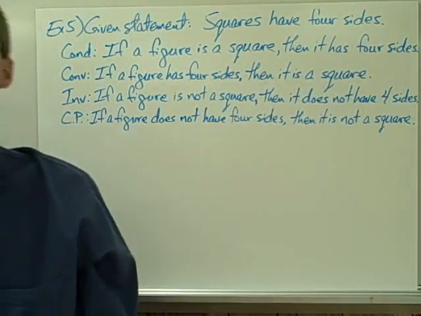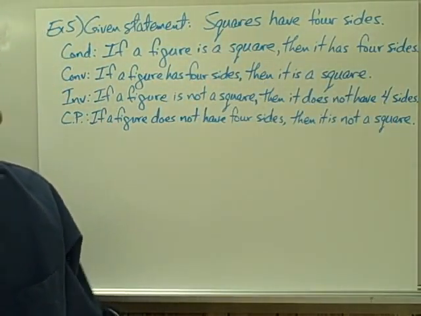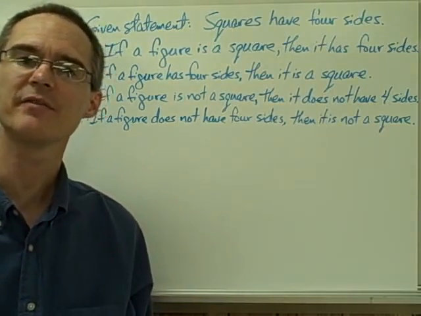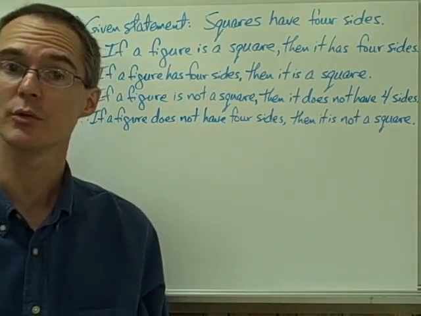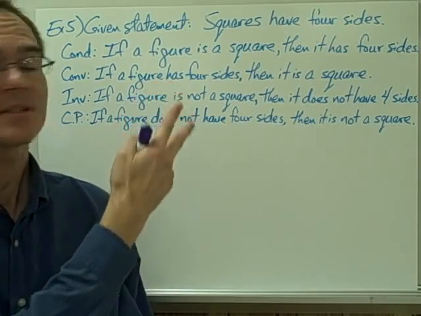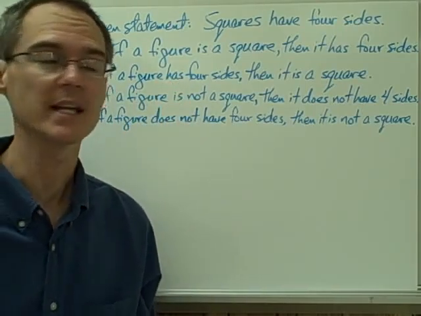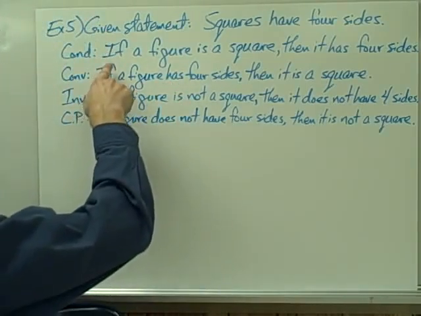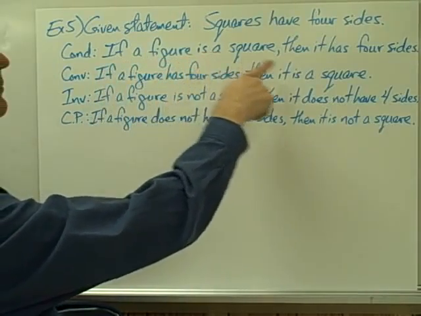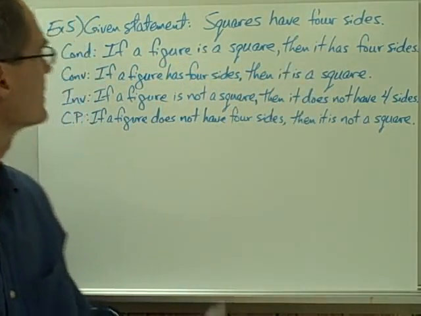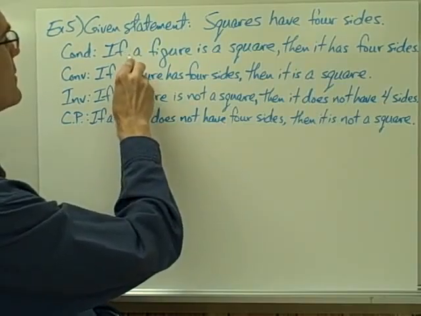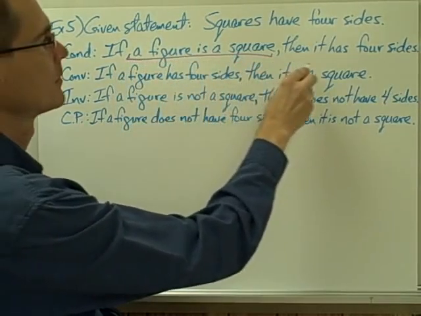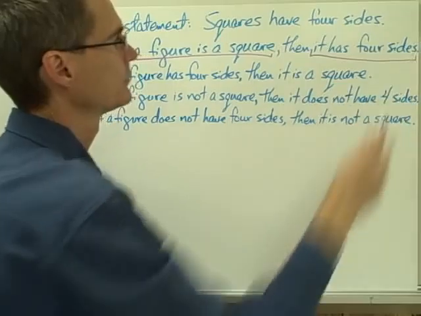Let's take a look at example number 5. We have a given statement that says squares have 4 sides. The first thing we want to do is write this statement in conditional form, that is, if-then form. So: if a figure is a square, then it has 4 sides. This is my hypothesis, and this is my conclusion.